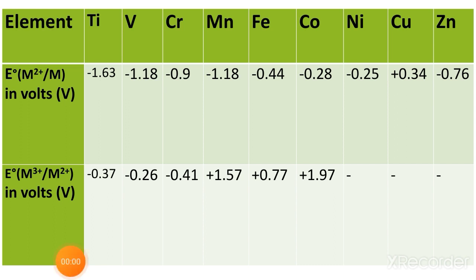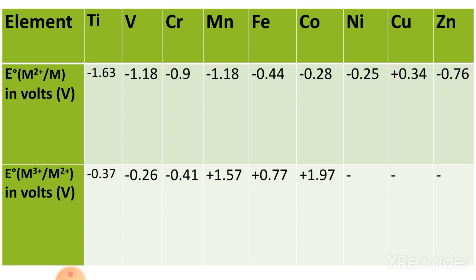Now dear students, look at the value of E naught for M2 plus oblique M except copper. All these elements show negative E naught values, which indicates the reducing property. That is, all the 3d elements are good reducing agents except copper. This is due to the negative E naught value. However, they are weaker reducing agents than s block elements. This is due to less metallic character than s block elements.